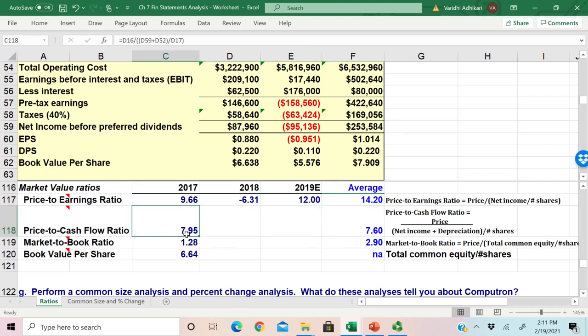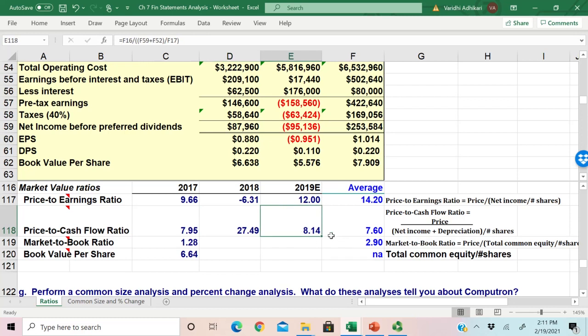Now, another similar ratio is the price to cash flow ratio. I'm not going to go into too much detail about this. The only difference is that in price to earnings, you take net income as a denominator, whereas in price to cash flow, you take cash flow, or add back depreciation to net income. So kind of getting rid of the non-cash item and so on. So in 2018 it blew up because a lot of the expenses were depreciation expenses.